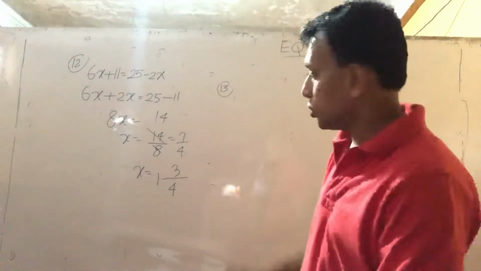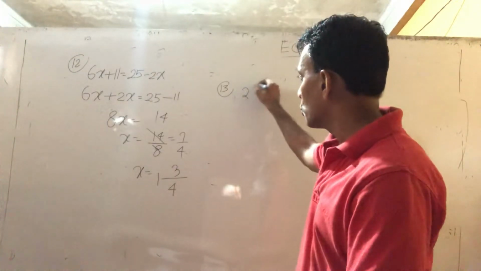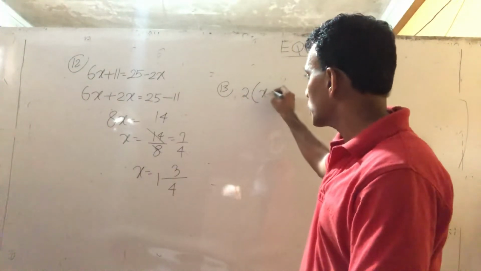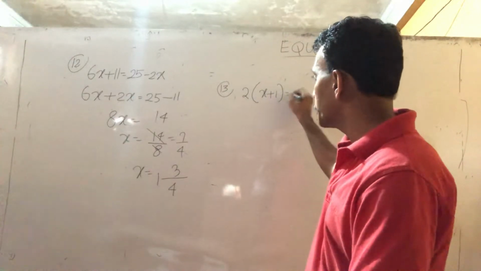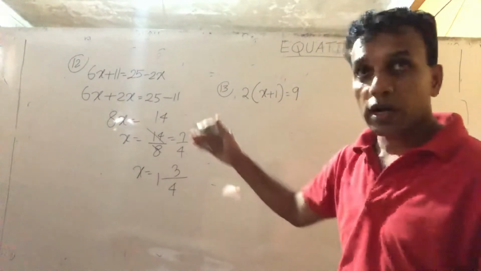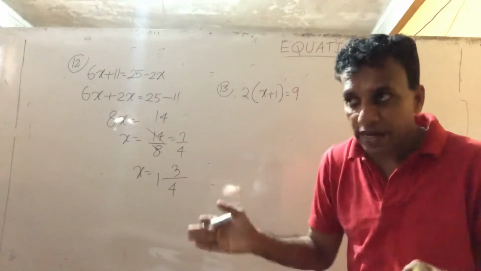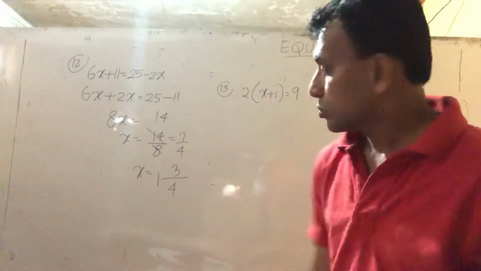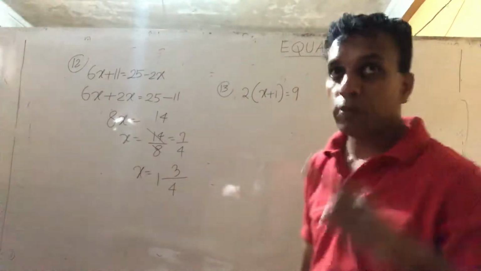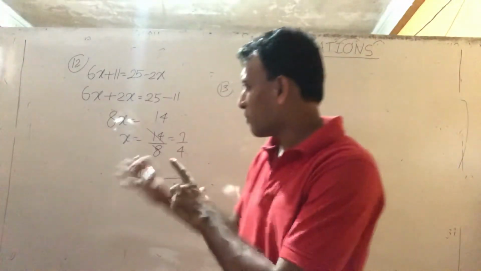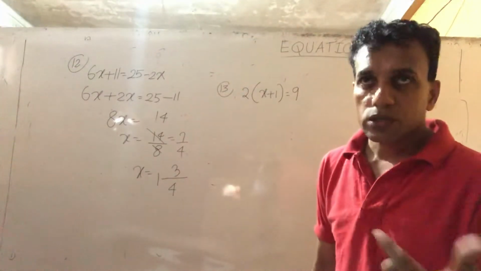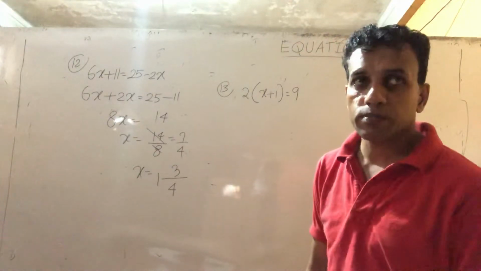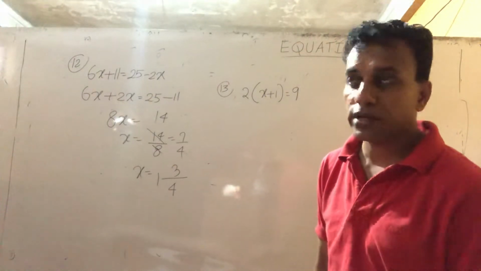See the next question: 2 times (x plus 1) equals 9. You learned this in grade 8. We are revising that and then I go ahead to advanced problems for grade 9. One of the problems in the part 1 paper is of this type, the same as your future term papers for grade 9.